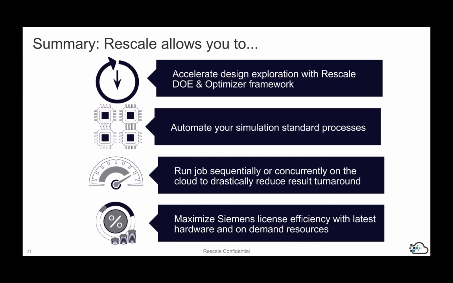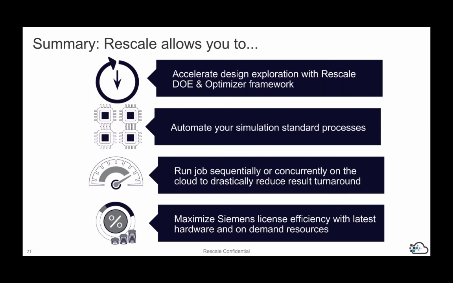So in summary, we saw that you're able to accelerate the design exploration with Rescale using the DOE framework and look at different configurations at once. You're also able to automate your standard simulation processes by using post-processing scripts, and by using the DOE framework to automate those parameter sweep analyses as well. We've seen that you're able to save a tremendous amount of time by using the latest hardware, by using more cores, by running jobs concurrently.